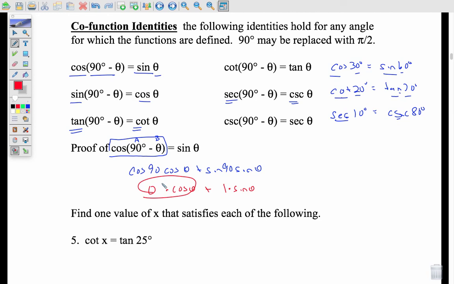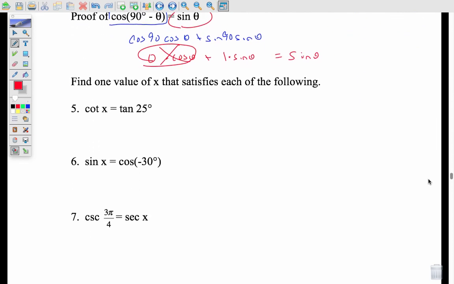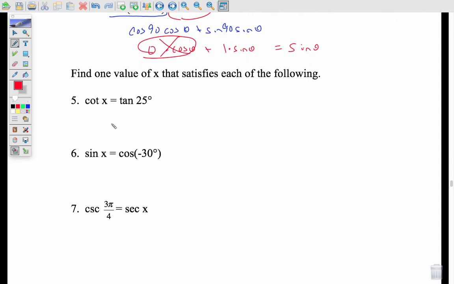We have 1 times the sine of theta. Obviously theta is not on our unit circle, that's a variable. And then looking here, 0 times cosine is 0, so that's going to be gone. And 1 times sine is sine, and it does equal the sine of theta. So a quick use of the difference formula to prove our cofunction values.